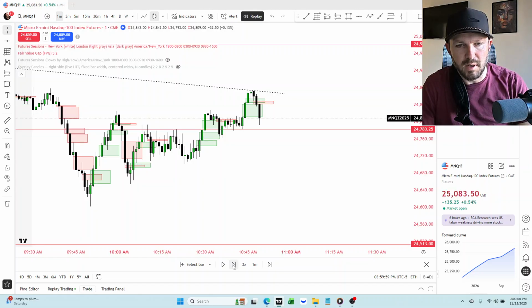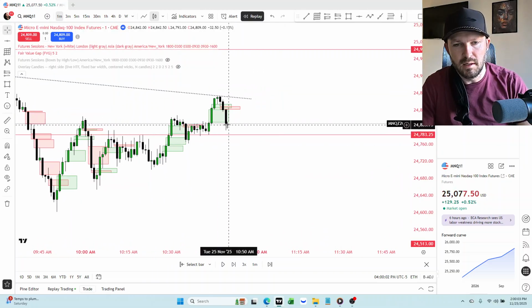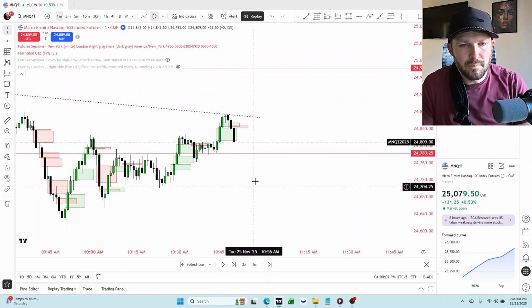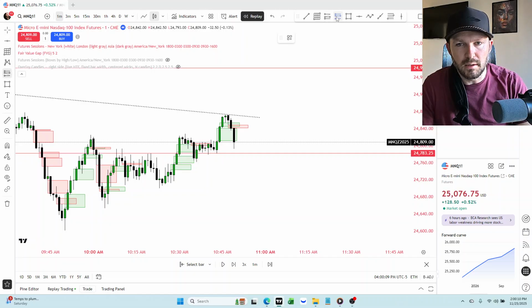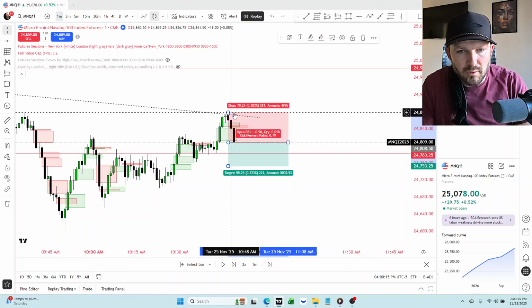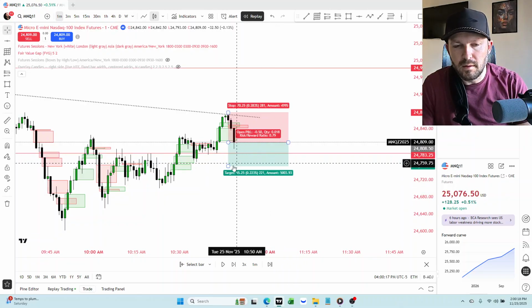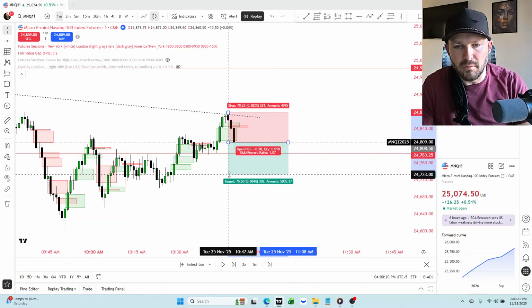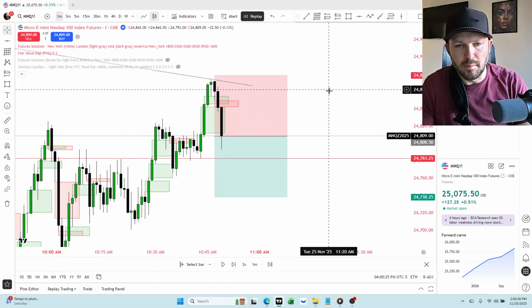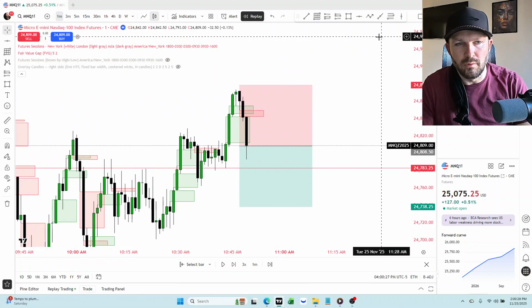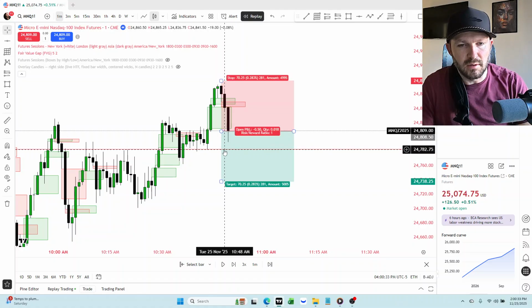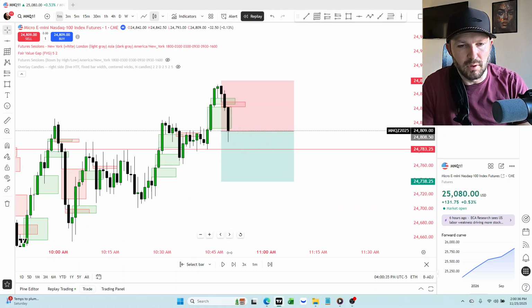That one just got disrespected, and then that one just got disrespected. I believe this is where I entered. Yes, it is. Okay, so I shorted here, and I believe my stop was right here, and I aimed for a 1-to-1. So that was the idea behind this trade. Let me remove this. And this one also lost, unfortunately. I think I should have waited for the change in the state of delivery.